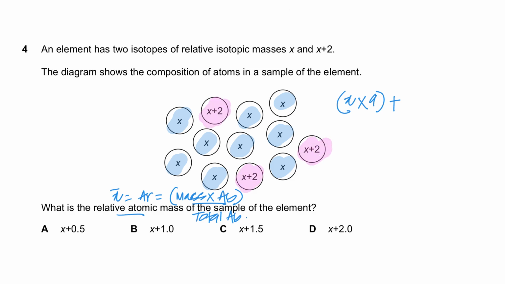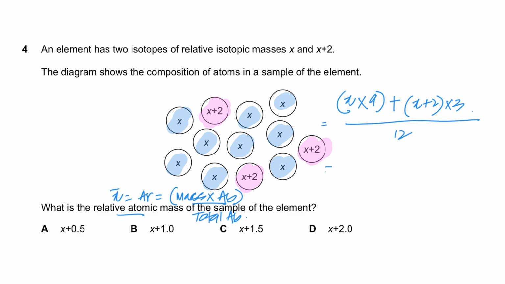abundance. How many X plus 2s are there? There are 3 X plus 2s. And then divided by the total abundance. What is the total abundance, everybody? Total abundance is not always 100. In this case, it's given in the form of these numbers, right? So you have 9 X's and you have 3 X plus 2s. So in total, what is the total abundance? 9 plus 3. That's 12. So that's the total abundance.